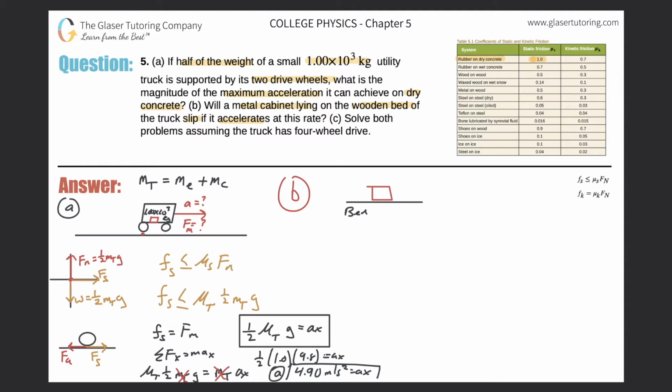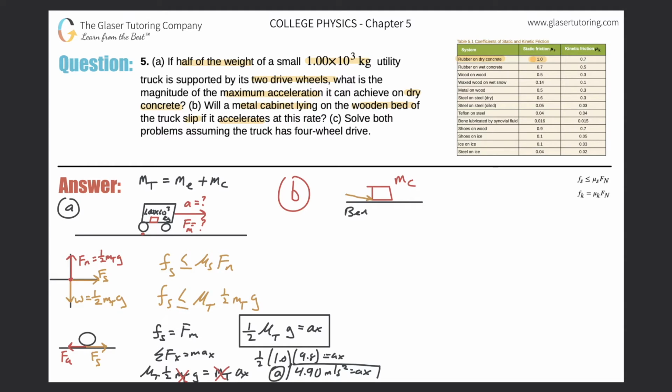Okay, so this cabinet has a certain mass. We said that it has some mass. I don't know what it is, but I'm going to label it M sub C. Now, this also has a coefficient of static friction between these two surfaces. Remember, letter B, I'm trying to figure out if this metal cabinet, which lies on a wooden bed, will slip or not. So once you hear the term slip, you're thinking, well, did I overcome the force of static friction or not? Because that is the point at which it will slip.